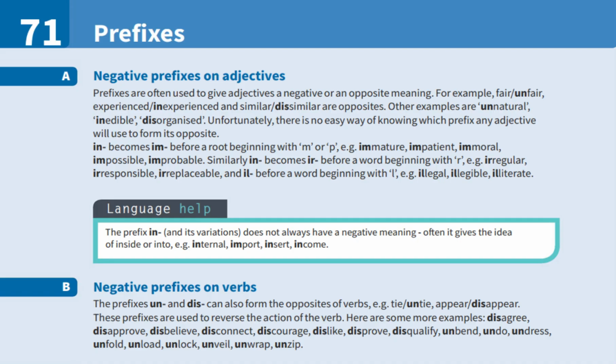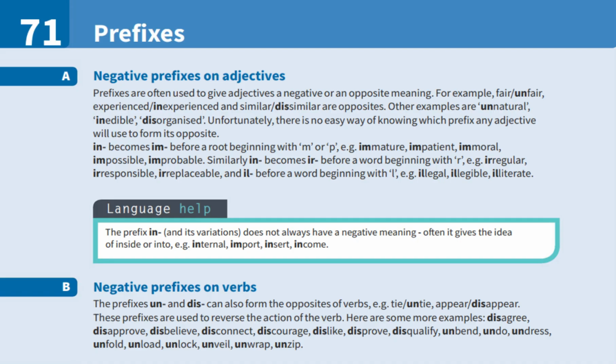Negative prefixes on adjectives. First, let us look at negative prefixes on adjectives. Prefixes are often used to give adjectives a negative or opposite meaning. For example, fair becomes unfair, experience becomes inexperienced, and similar becomes dissimilar. Other examples include unnatural, inedible, and disorganized. Unfortunately, there is no easy way of knowing which prefix an adjective will use to form its opposite. You need to learn them individually.